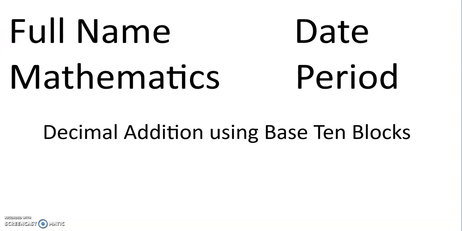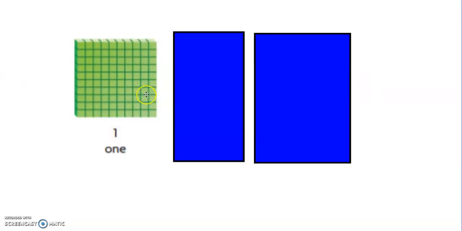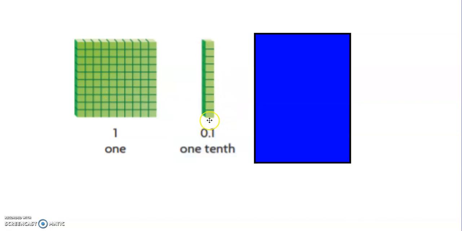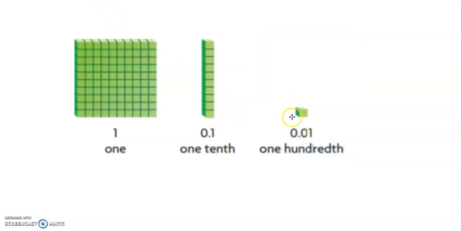Okay, now that we have that, let's do a quick review of what base 10 blocks are. We have to remember that the big flat, the one that has 100 pieces, is our whole number one. Then we have the longs, which have 10 pieces and represent a tenth. And then we have the single one, which is a hundredth for ours.